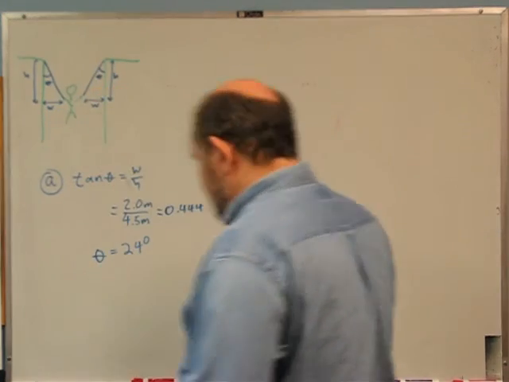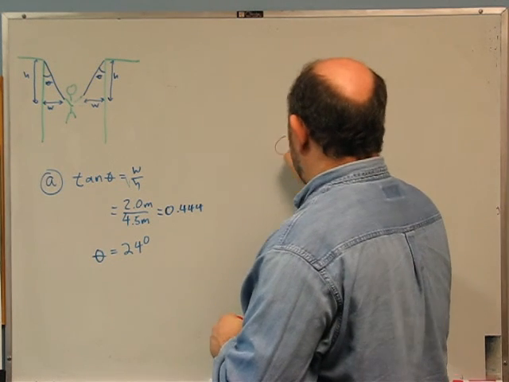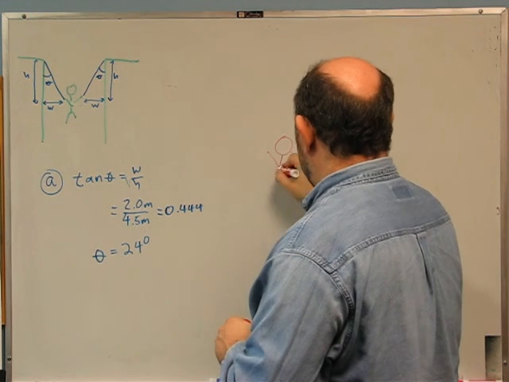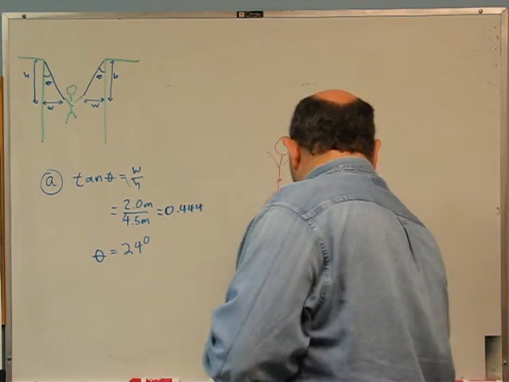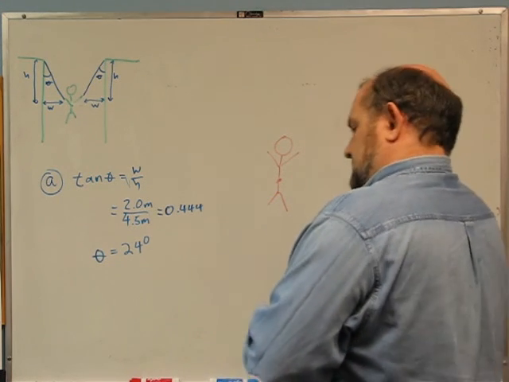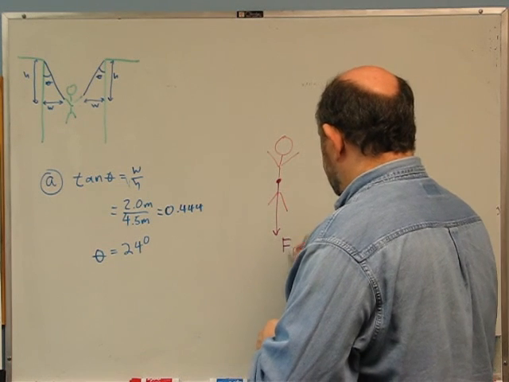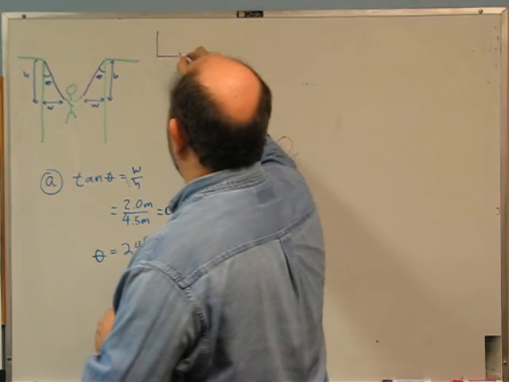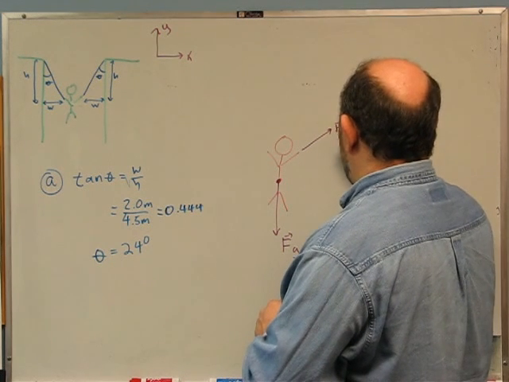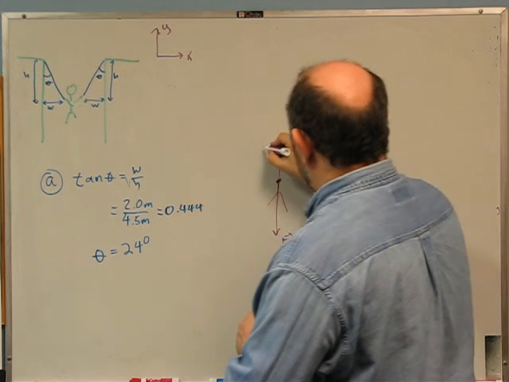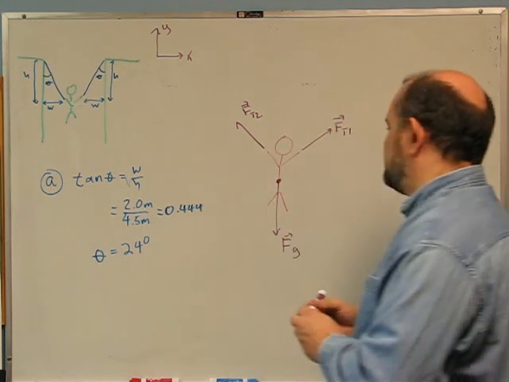B, draw a free body force diagram for Spider-Man. Yay, good. I like drawing free body force diagrams. I will do that. So here's Spider-Man. There are only three forces. I need to find a new red pen. There are only three forces acting on Spider-Man. There's his gravity, which is acting downwards. Let's go ahead and define X and Y like that. There is FT1, tension of the web to the right, and FT2, tension of the web to the left. That's it. Those are the forces acting on him.